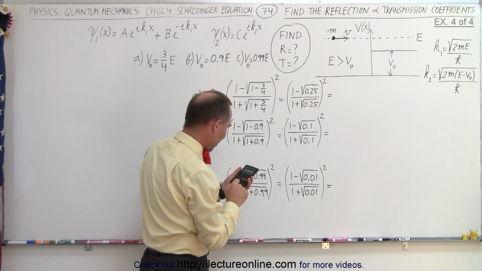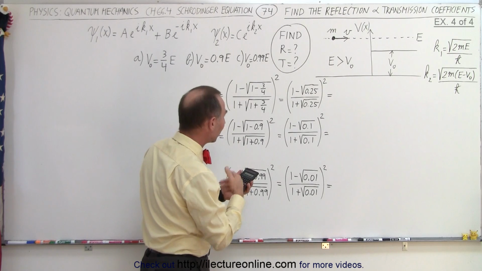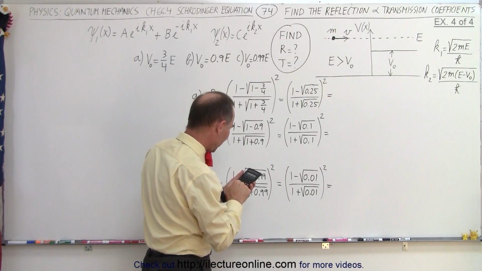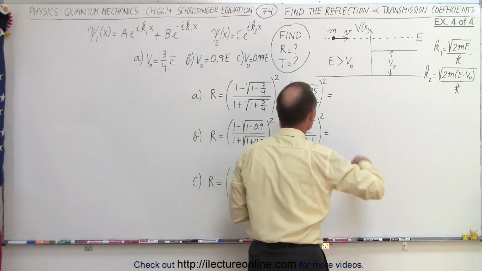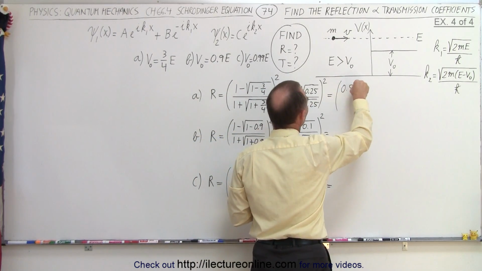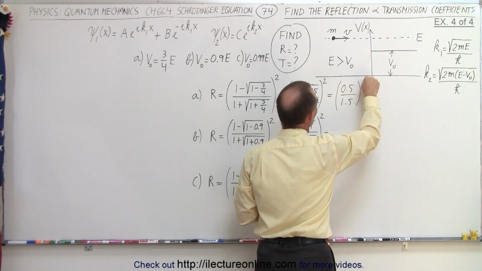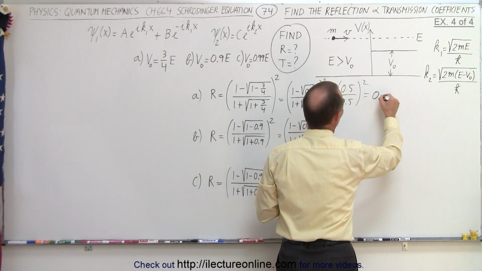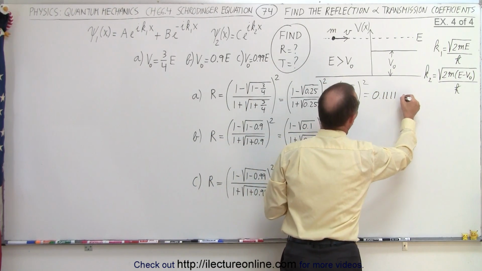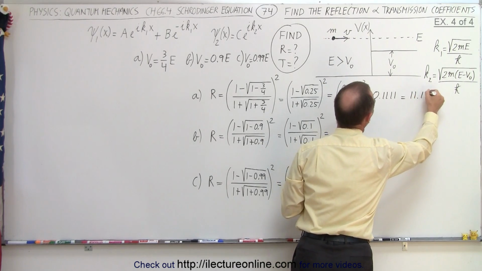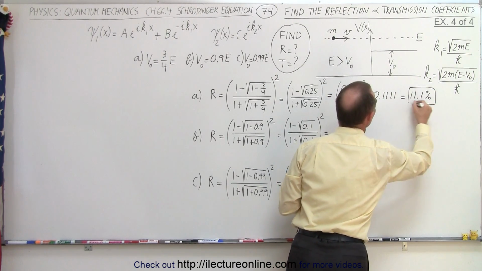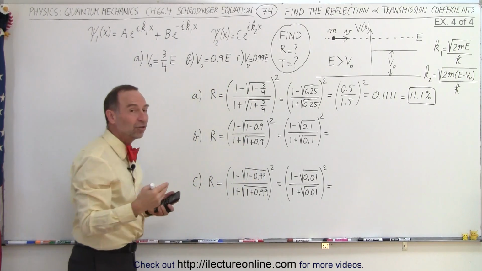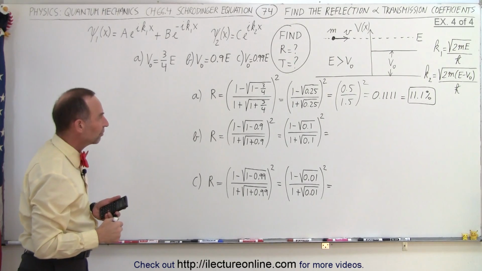In the first case, we have 0.25, take the square root, that's half. So we have 1 minus half, which is 0.5, divided by 1.5. So essentially, this would be (0.5 divided by 1.5) squared, which is (1/3) squared. When we square that, we get 0.1111 and so forth. So that means 11.1% of the particles will be reflected when the potential step has 3/4 the energy value of the energy of the particle.